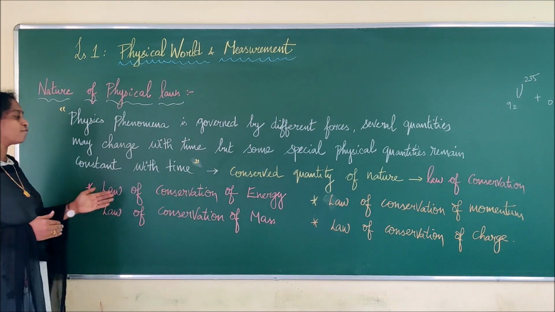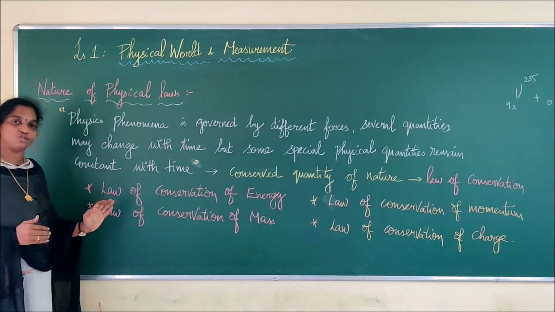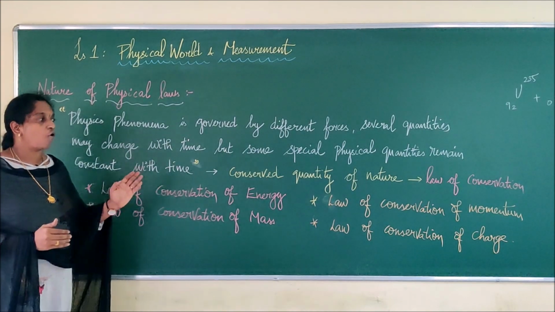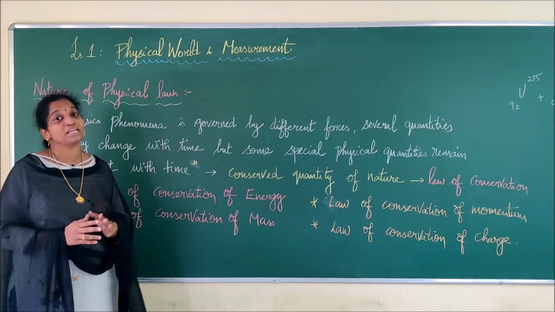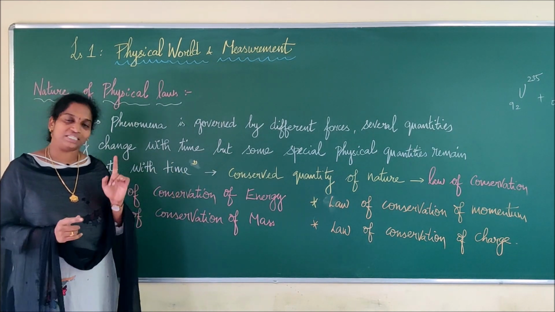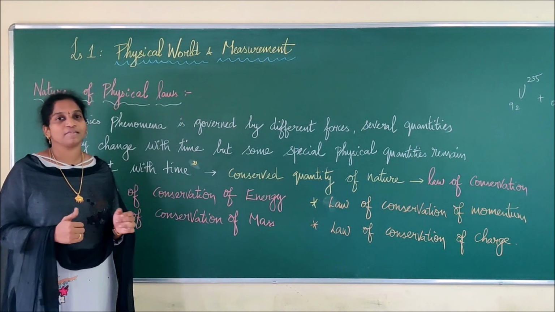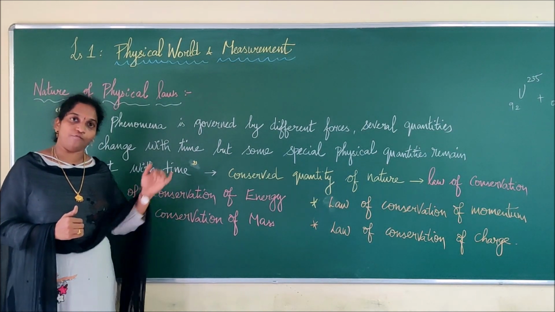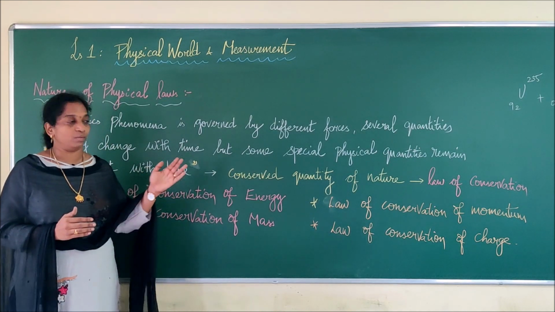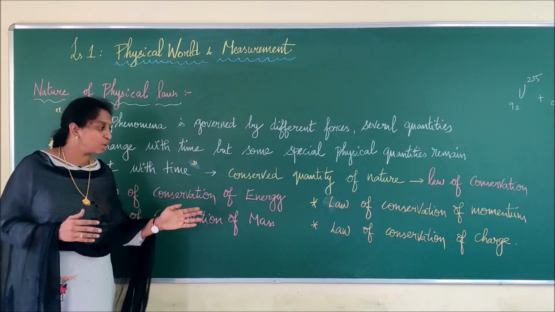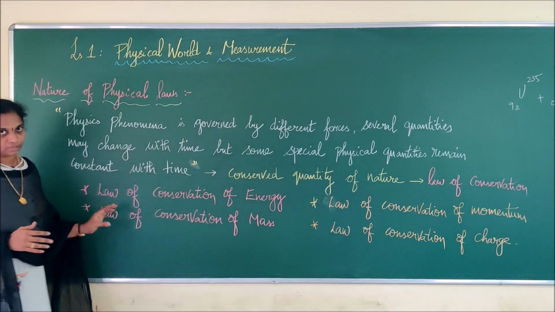One is the law of conservation of energy, then the law of conservation of mass, and the law of conservation of momentum. For momentum, we can talk about two types: linear momentum and angular momentum. So you can say the law of conservation of linear momentum and the law of conservation of angular momentum. And the last one is the law of conservation of charge. I will explain these, right?